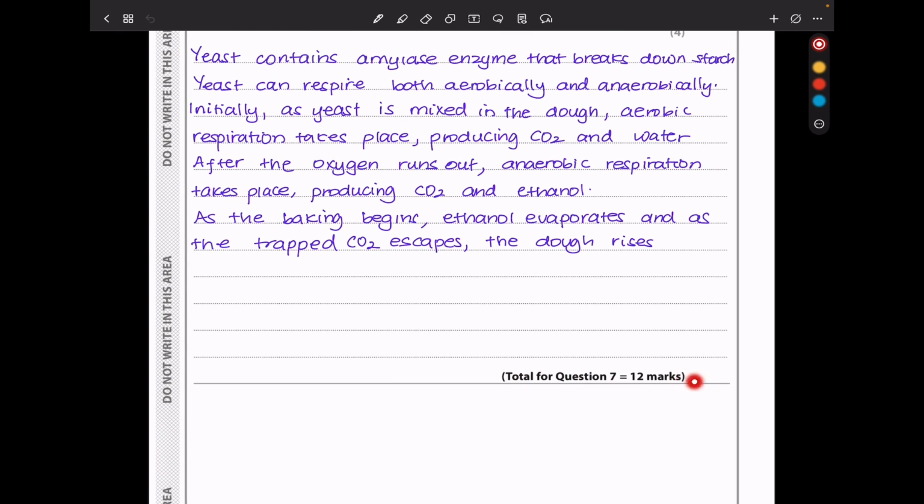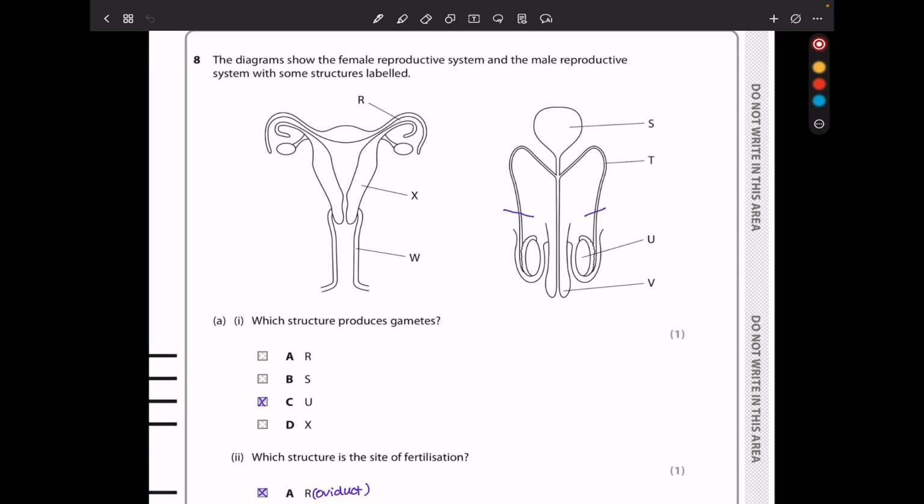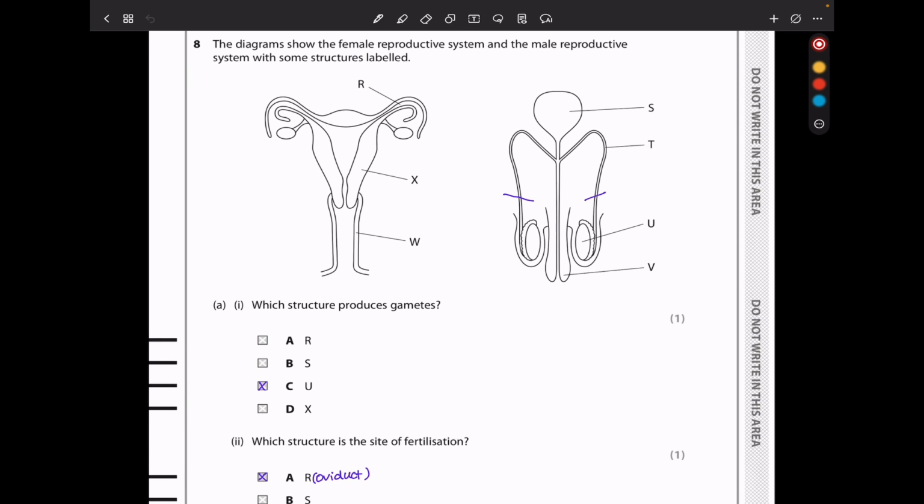So this brings us to the end of question 7. Let's continue to question 8. In question 8, the diagram shows the female reproductive system and the male reproductive system with some structures labeled. They ask which structure produces gametes. Gametes are going to be produced from this structure as well as this structure. Since the ovary is not labeled for females, I'm going to go for males with the testes.